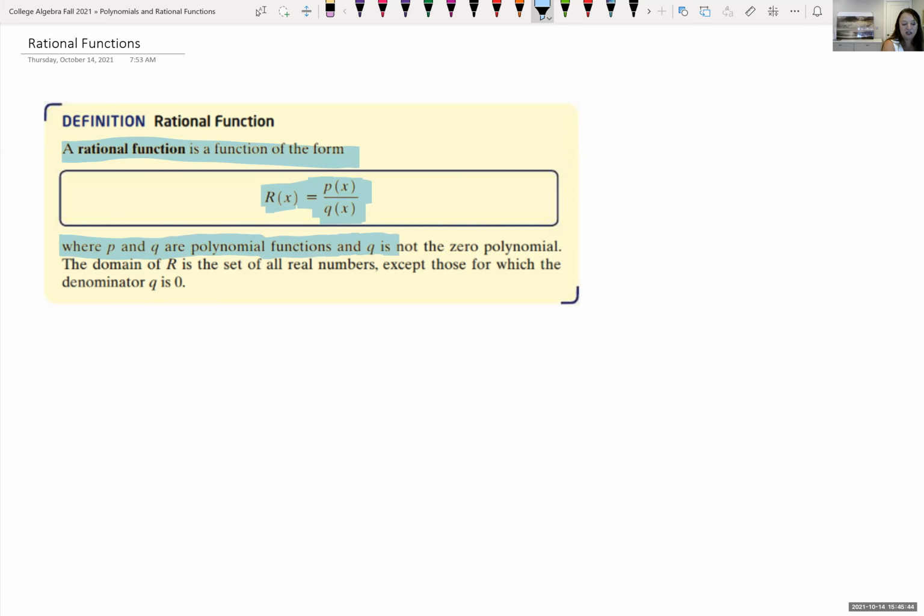And we have to say that Q is not zero. It's not the zero polynomial. We can't divide by zero. And the domain of R is the set of all real numbers, except for those which make the denominator Q equal to 0.